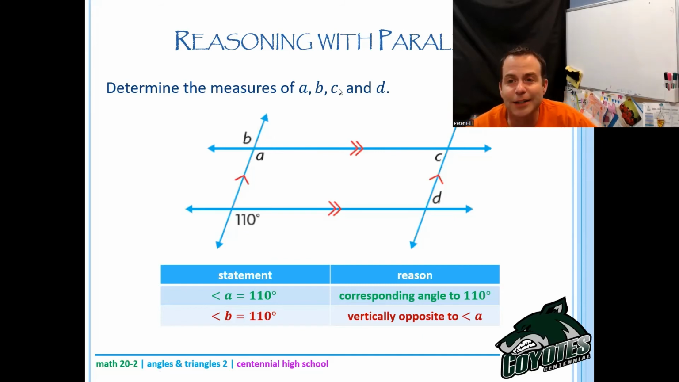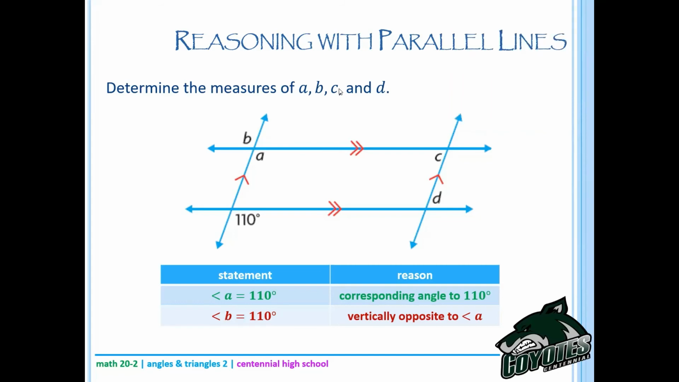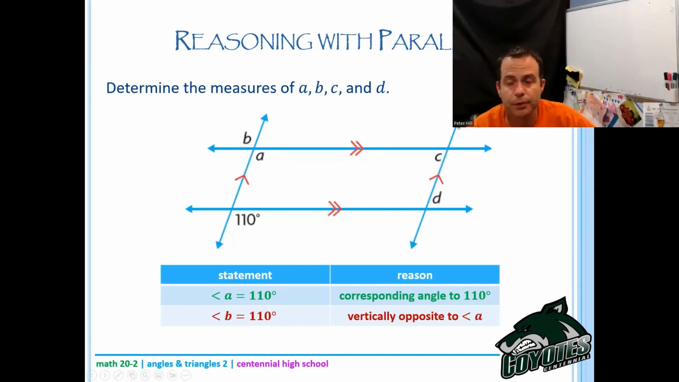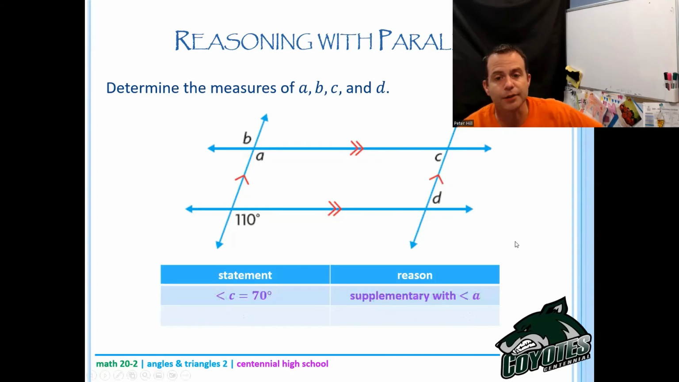Now I need to take a look at angle C and see if I can figure out anything with angle C. So I see that angle C, look at this, on those parallel lines, forms that little C, right? So that means A plus C has to add up to 180. They have to be supplementary to each other. So that tells me that angle C has to be 70 because it's supplementary with A.